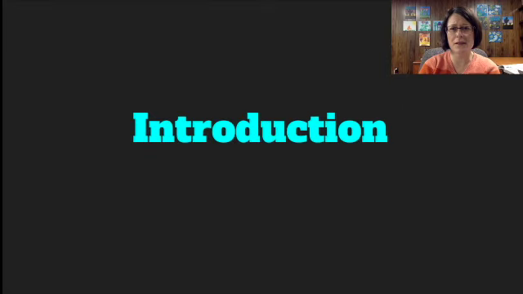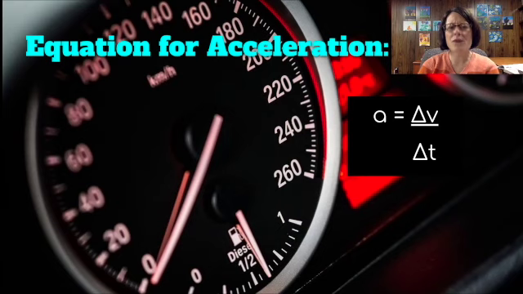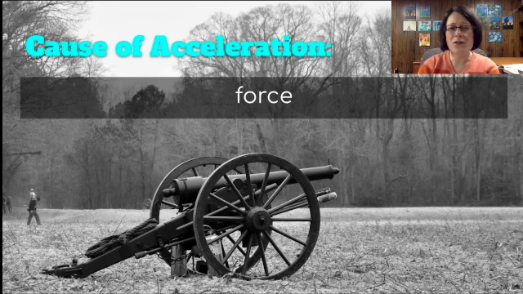So let's get started. For the introduction, I just want to remind you of a few things. First of all, the equation for acceleration: a equals delta v over delta t, or acceleration equals the change in velocity over the change in time. Don't forget that equation. Also, remember that the cause of acceleration is a force. So the reason a cannonball would accelerate is because force is applied to it in the cannon from an explosion that takes place in the cannon.